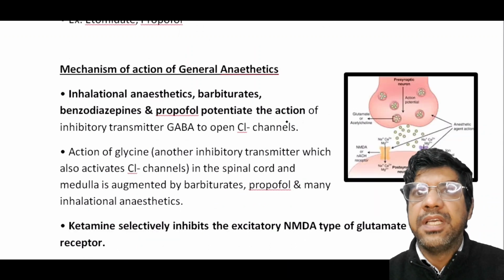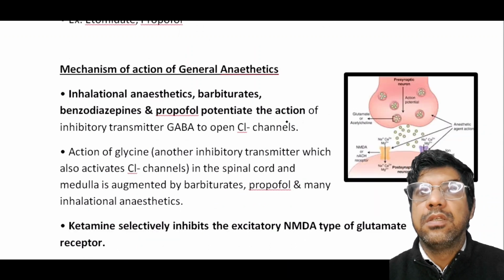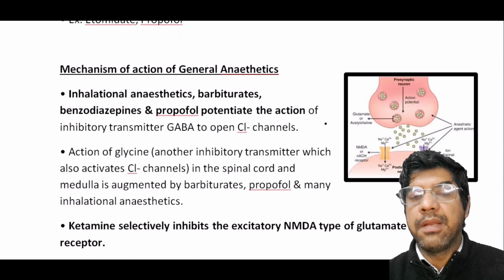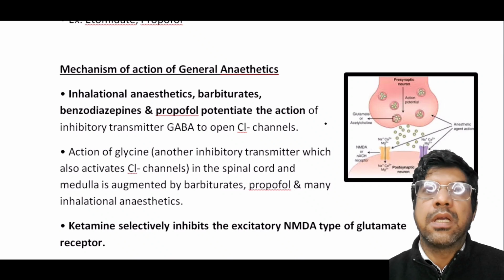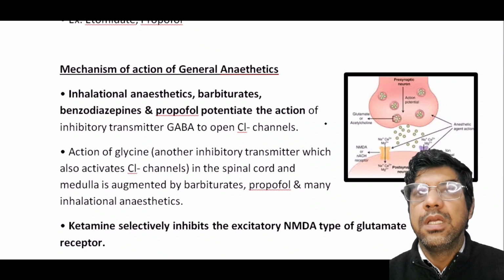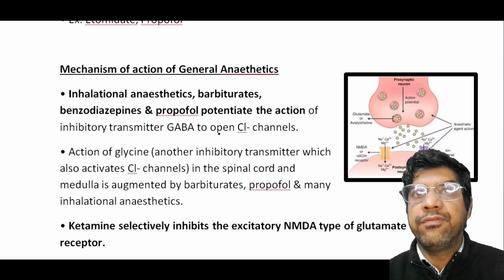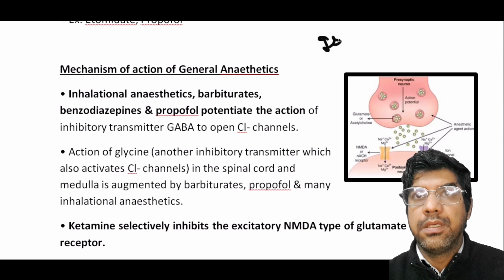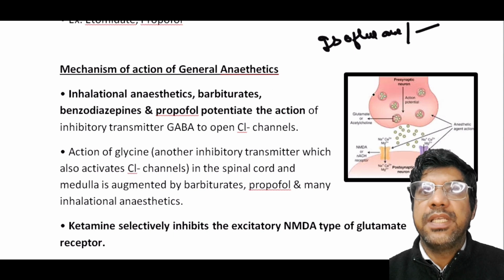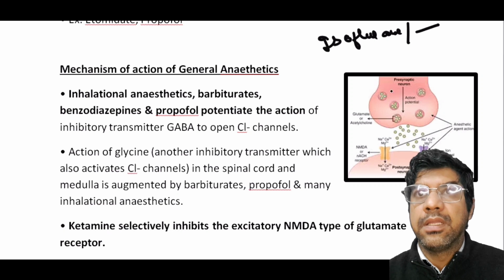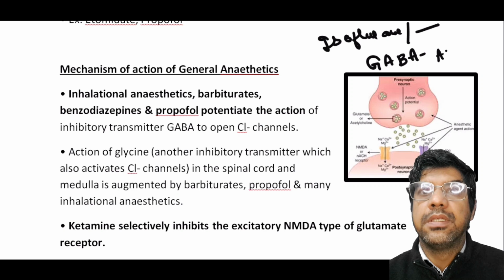Now let us discuss their mechanism of action. Remember that the first target is the GABA A receptors. The inhalation agents, anesthetics such as isoflurane, remember, sevoflurane, they potentiate the action of inhibitory neuroreceptors that are the GABA A receptors.